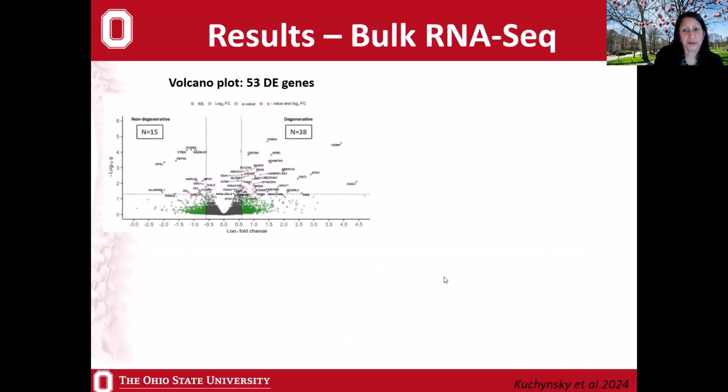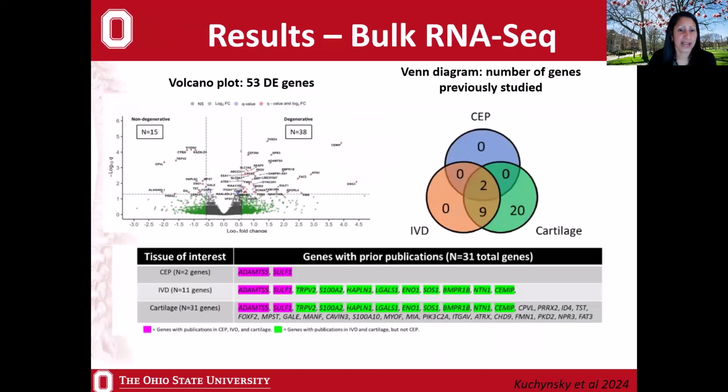So in terms of our bulk RNA sequencing, we identified 53 differentially expressed genes. 38 were associated with the degenerative phenotype and 15 were associated with the non-degenerative phenotype. And then what we wanted to do was look and see, out of those genes, how many had been previously studied with respect to the end plate, the disc, and articular cartilage in general.